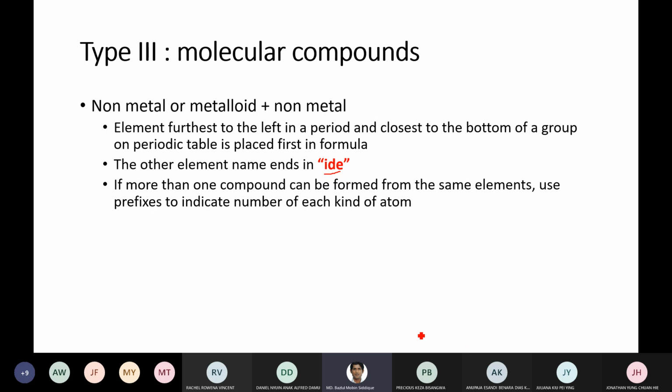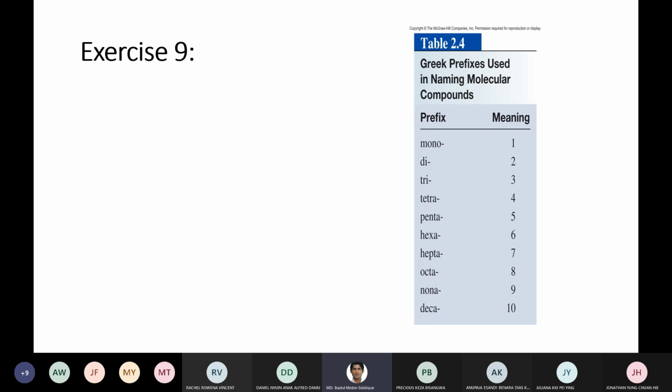If more than one compound can be formed from the same elements, use prefixes to indicate the number of each kind of atom there. So again, we will be using prefixes for how many atoms of each element there are, and the prefixes are mono, di, tri, penta, hexa, all those things. So here, hydrogen iodide, both of them non-metal, right? Hydrogen is a gas, iodine is a gas as well. So why don't we call it iodine hydride, or iodine hydrodide, or whatever.